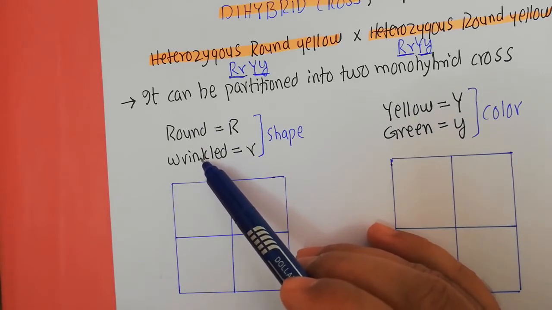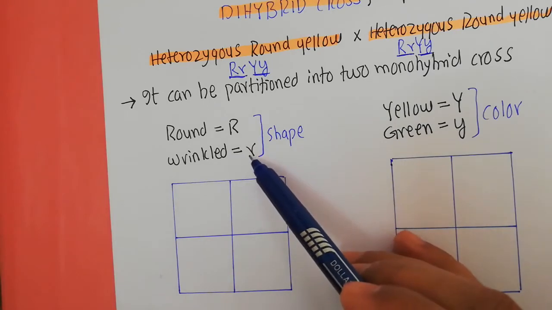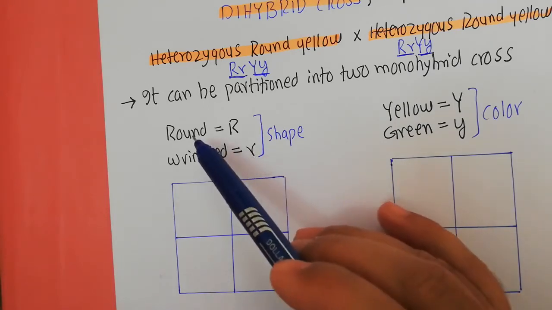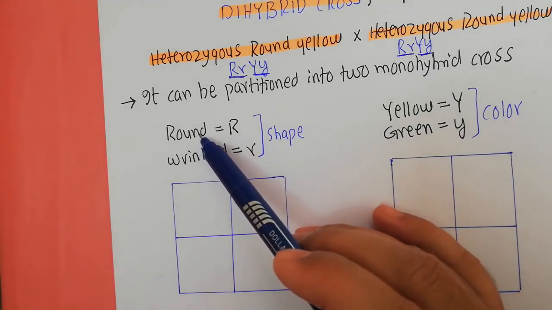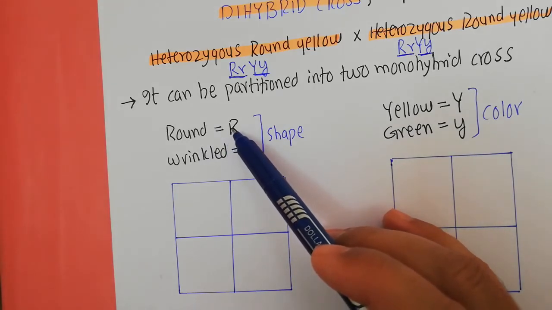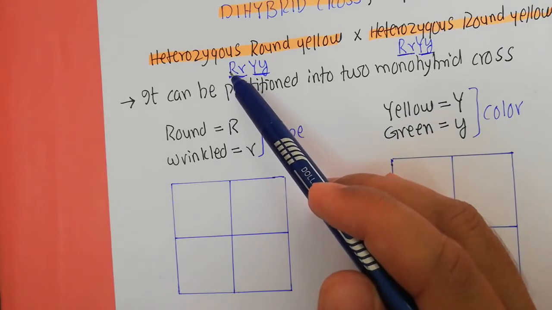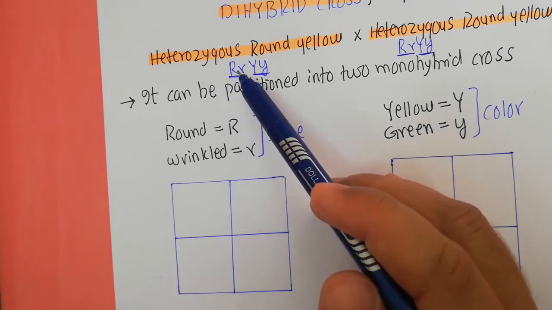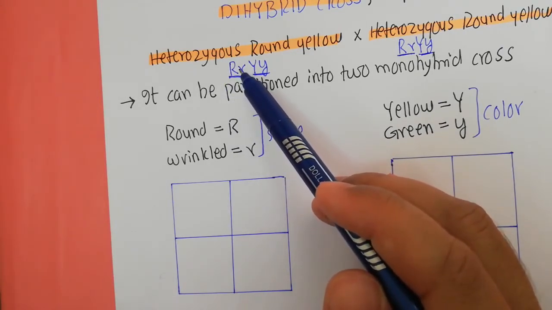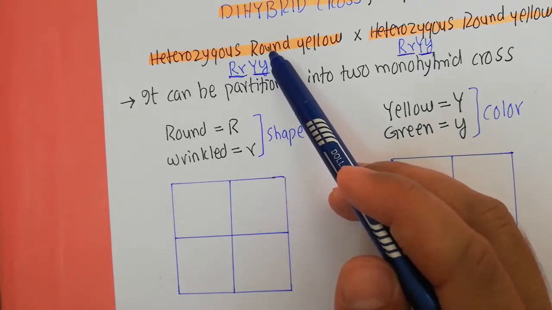That means it can only express itself in the homozygous form, when both of the alleles are small r and small r. The round, as that is a dominant one, can express itself as capital R capital R, and also as capital R and small r. You can see an example over here that it is capital R and small r, but still the phenotype of this particular plant, the shape of the seed, is round in nature.